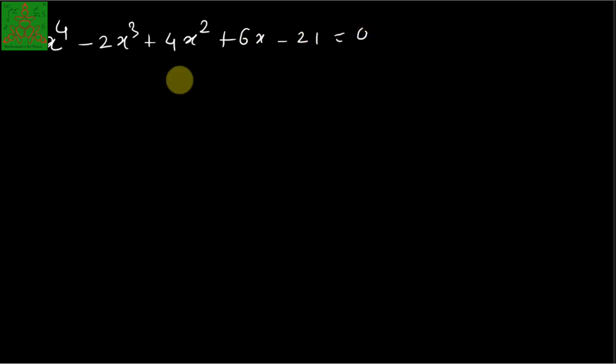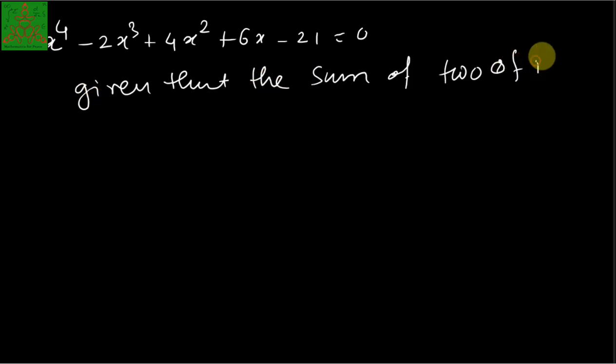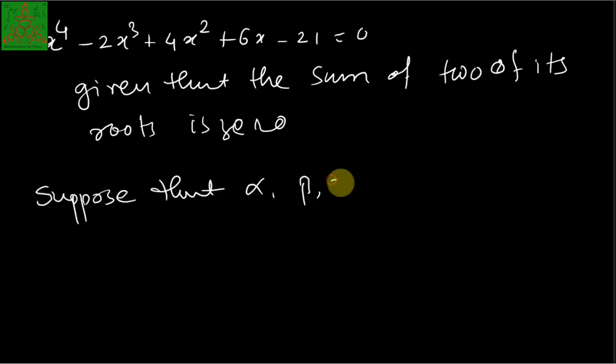Let's have another example. Suppose this is the given equation: x raised to 4 minus 2x cubed plus 4x squared plus 6x minus 21 equal to 0. The question is to solve this equation, given that the sum of two of its roots is 0. This is a 4th degree polynomial, so by the fundamental theorem of algebra it has 4 roots. Suppose that alpha, beta, gamma and delta are the roots of the given equation.